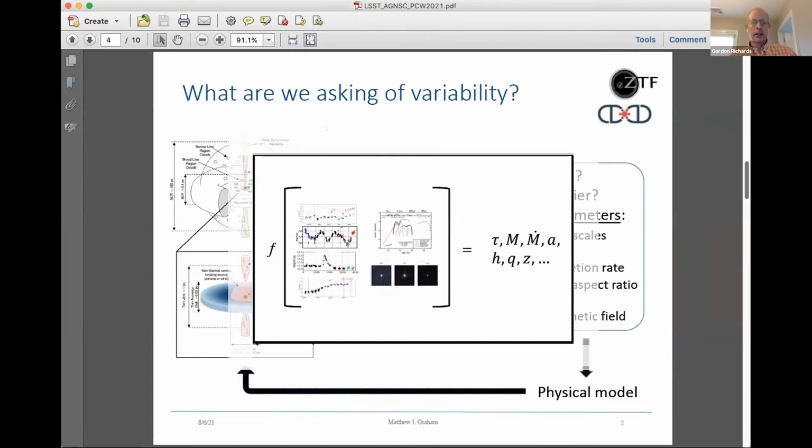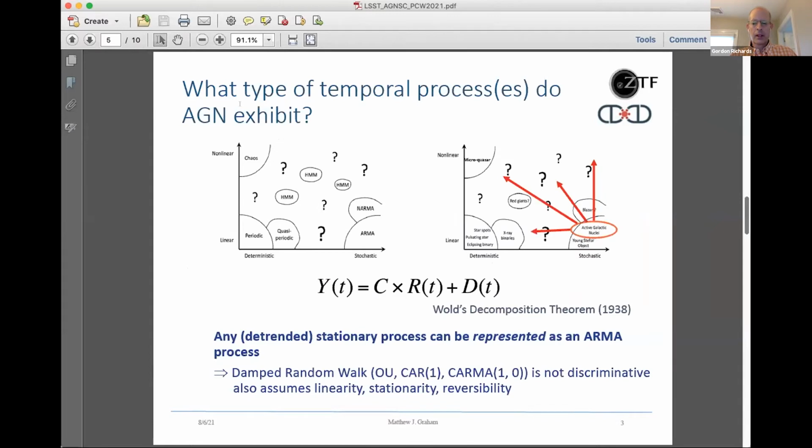And then this sub-slide, analytically, what we want to figure out is the mapping from time-dependent data to physical parameters.